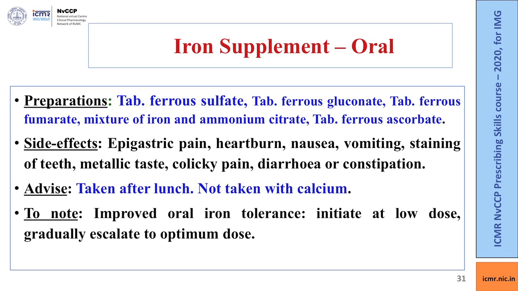You need to know the most common oral preparations which are available. They are tablet ferrous sulfate, recommended as per Anemia Mukt Bharat 2018 guideline, tablet ferrous gluconate, tablet ferrous fumarate, mixture of iron and ammonium citrate and tablet ferrous ascorbate.